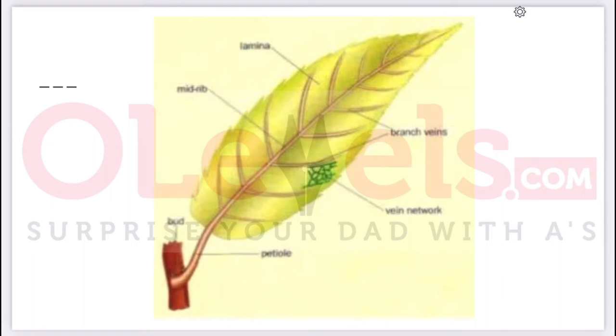So here we have the diagram of a leaf with the parts labeled. The main part with the stem is called the bud. The extension coming from the bud toward the leaf, this part in between, is known as the petiole. After that, the petiole continues into the midrib in the leaf. The extensions from the midrib are known as veins. And the green flat part of the leaf is known as the lamina. Inside the lamina, there is a vein network.